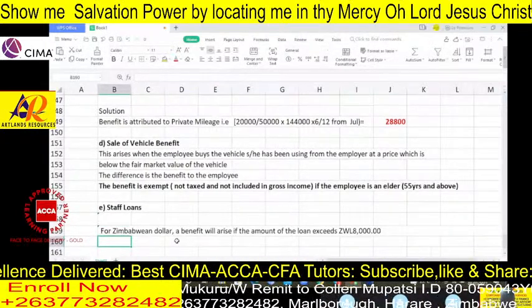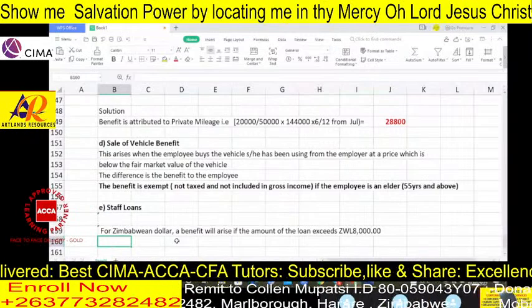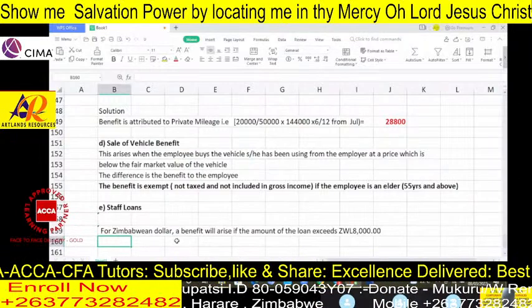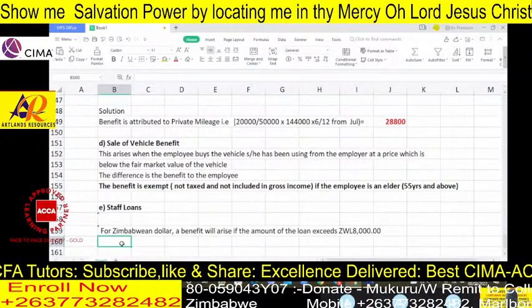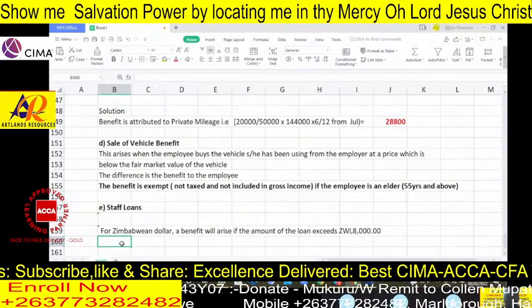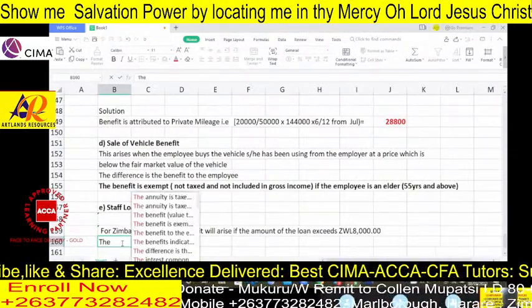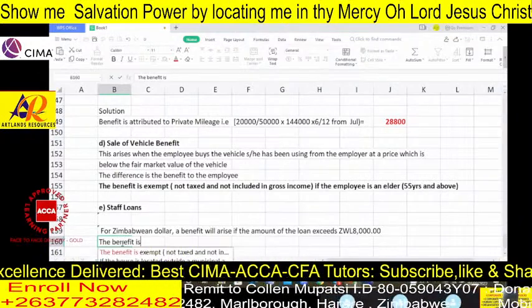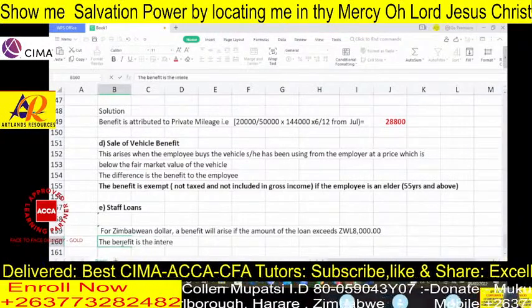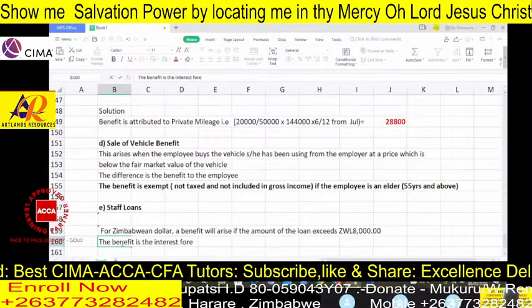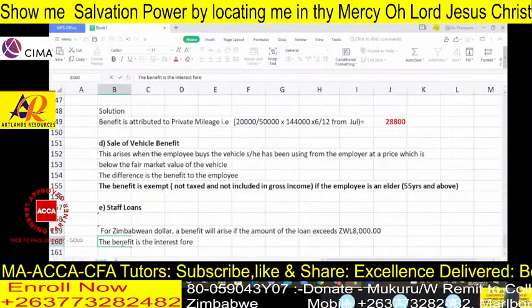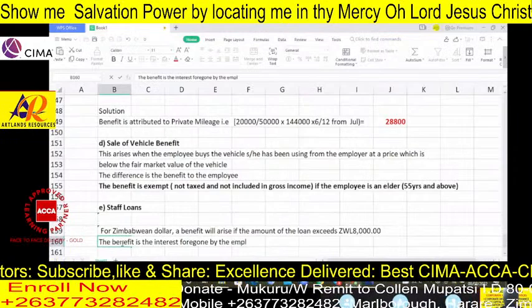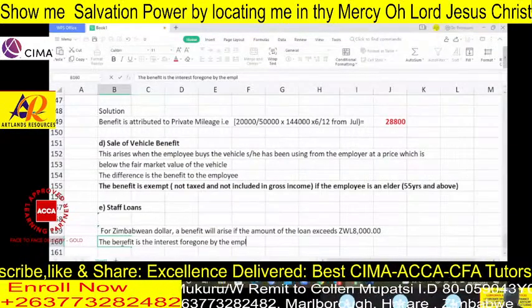For the benefit to arise, the loan must exceed 8,000. In other words, for loans which are 8,000 and below, there's no benefit. That's one thing. Another point is the benefit: the interest, for a loan given by the employer, is calculated as follows.